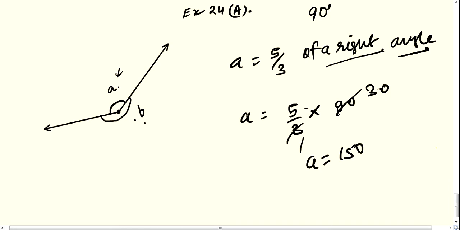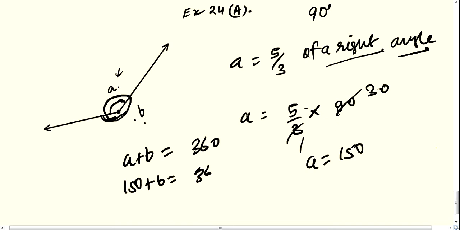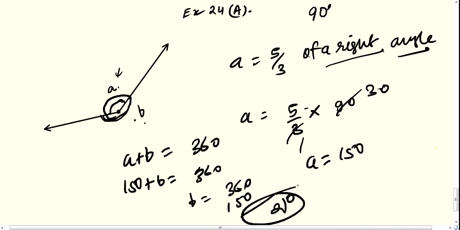And as you know, angle A and angle B in total will give you 360. So A plus B equals 360. Value of A is 150, plus B equals 360. Value of B equals 360 minus 150. So finally, 210 degrees is your required answer.